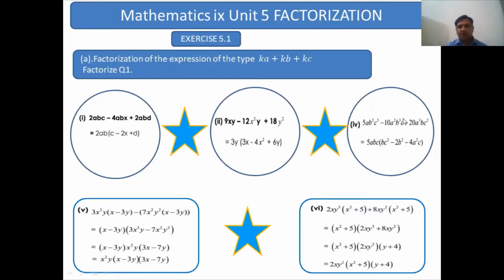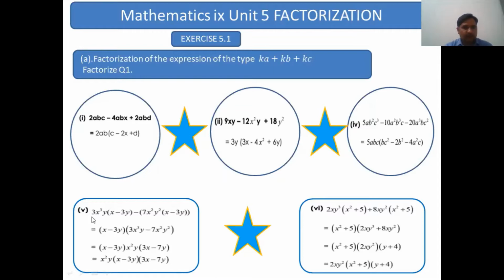Part 3 you can solve yourself. 5ab square c cube minus 10a square b cube c minus 20a cube b c square. In these three terms we can take 5abc as a common, and we are left with bc square minus 2b square minus 4a square c.